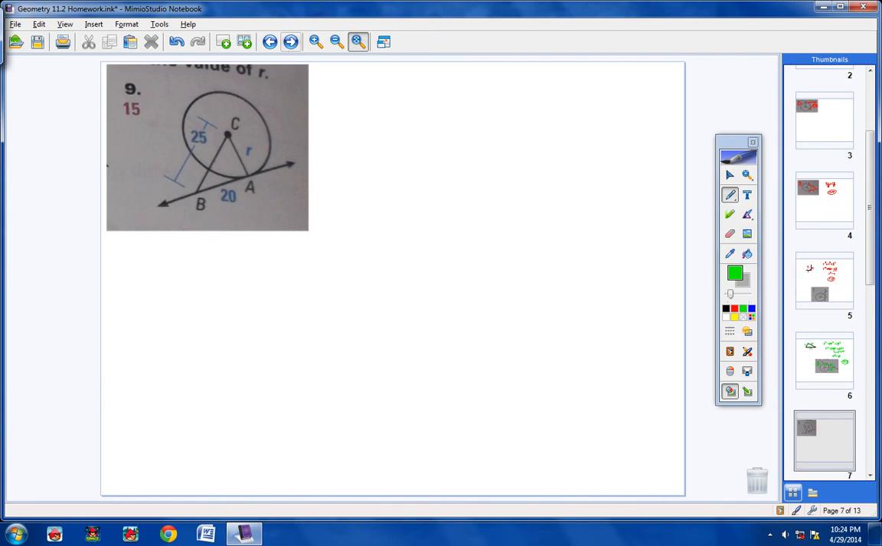Okay, number 9. Notice I do have a tangent line here, and the tangent line is AB. And notice I do have a radius right here drawn to the point of tangency. So lines CA and AB will be perpendicular. They will be. Okay, so let's cut out our triangle like we always try to do here.